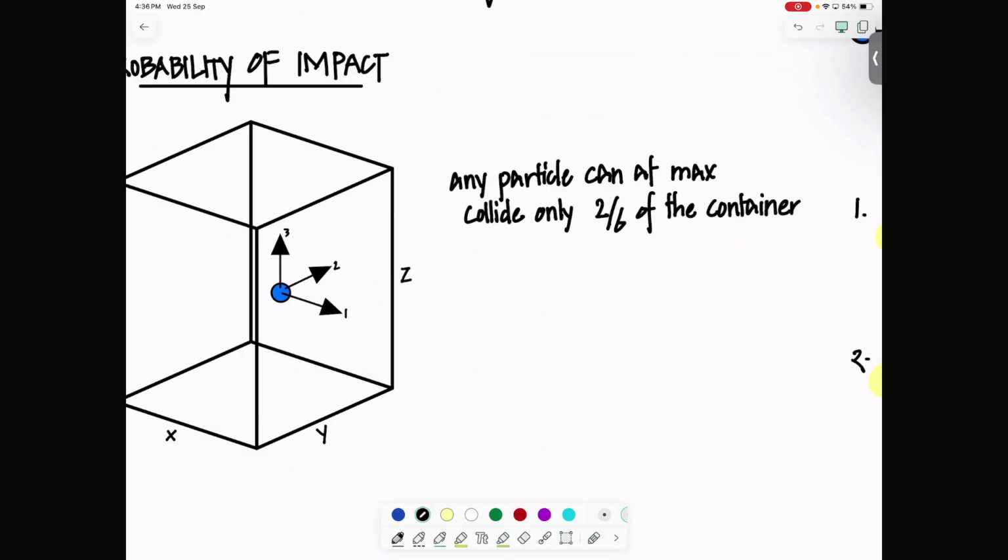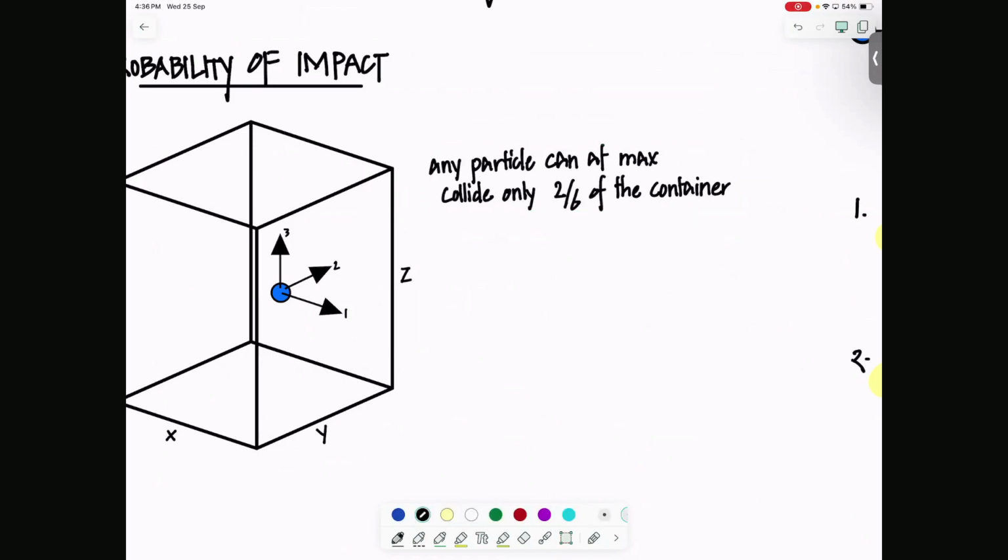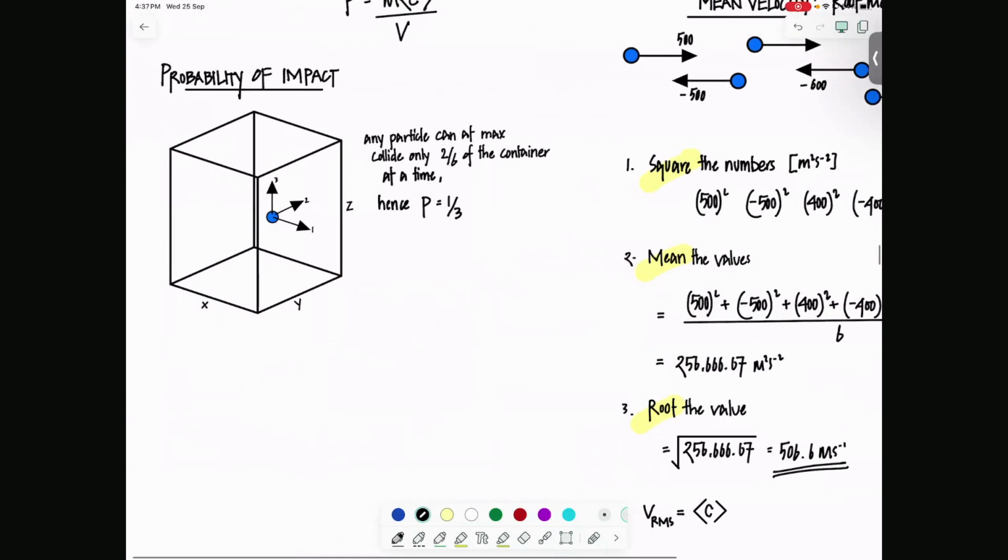There's another approach, it's a math approach, okay? It's all math, but we can actually show it through calculation. So any particle can at max collide with 2/6 of the container at a time. Hence, the probability is 1/3.